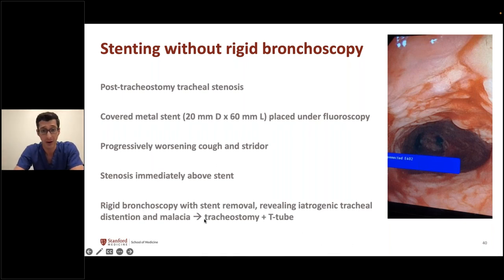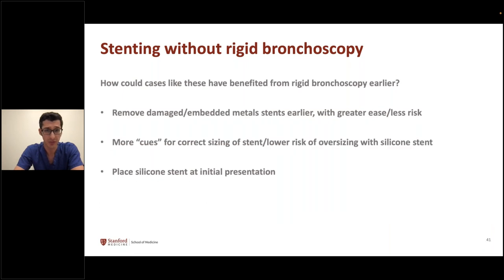And ultimately the patient required a tracheostomy and a T-tube for what may have been a potentially avoidable airway injury. So to wrap up on those, how could some cases like these have benefited from rigid bronchoscopy earlier? Well, I think in the case of the embedded metal stents, maybe earlier intervention to remove damaged stents with time, possibly with greater ease and less risk.